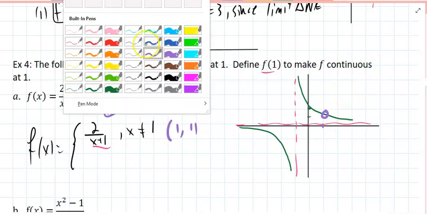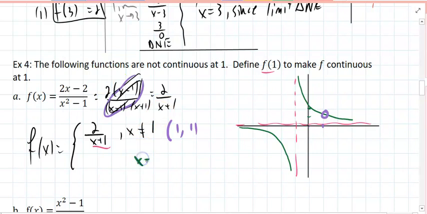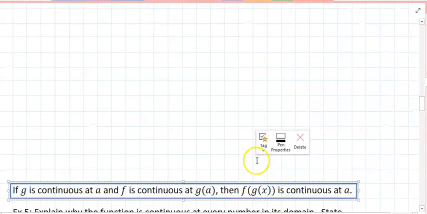How do you fix it? Well, if it's only a point, you could fix it by simply saying, if x equals 1, how do you fill that hole? Let y equal 1. So that's how you define f of 1. You define f of 1 to equal whatever the hole is. If you fill that hole, now it's continuous. Okay, you might not have seen this. Let's do another one just to reinforce it.